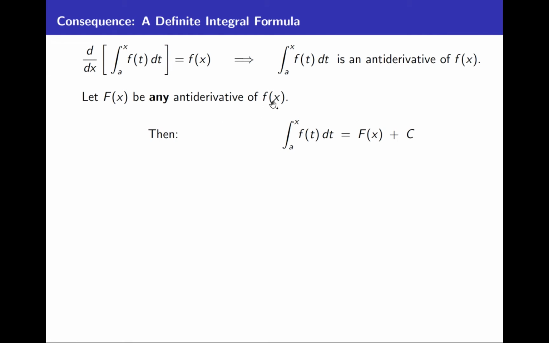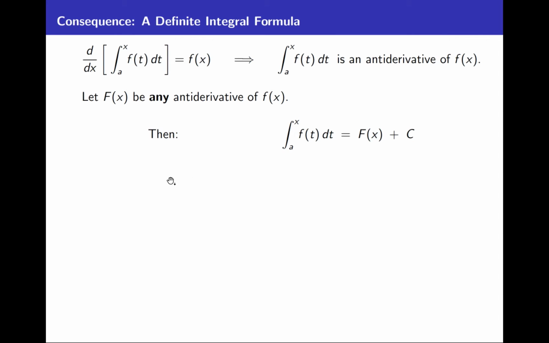Well, since any antiderivatives of f(x) differ by a constant, and the integral from a to x of f(t) dt is an antiderivative of f(x), then it's going to be this antiderivative big F(x) plus some constant. So the integral from a to x of f(t) dt equals the antiderivative big F(x) we chose plus a constant. And what we're about to do is figure out what this constant would be. We're going to figure out the value of c.